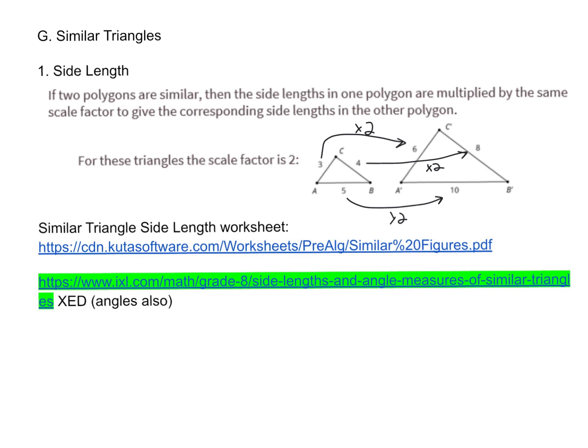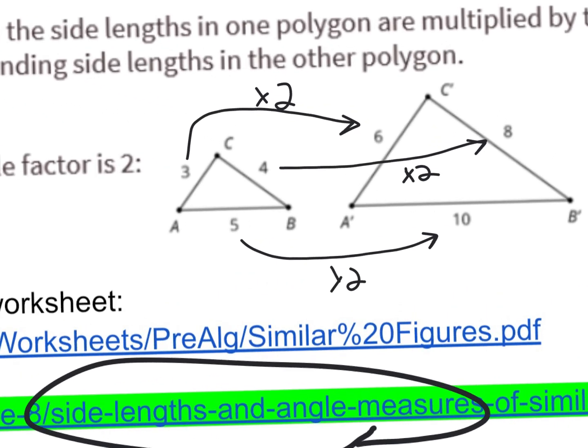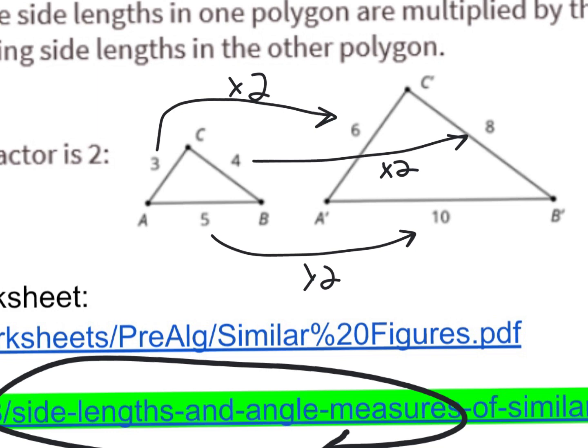It does say side length and angle measures on this one, but if you'll notice, this one just says similar triangles and side length. So on the IXL, you wouldn't really have to worry about the angle measures. What's going to happen though with the angle measures, just in case you do those to get past those questions, is the angles that are in the same spots have the same angle measure. So like if angle A was 50 degrees, angle A prime would also be 50 degrees, and so on.